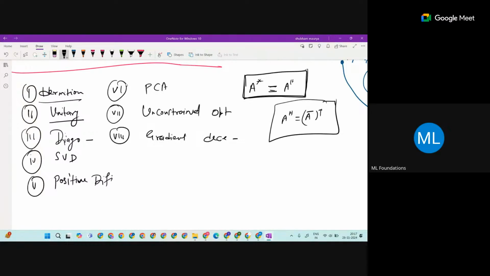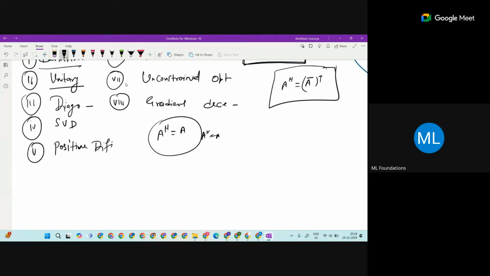We'll see it, this notation will not be any problem here. The meaning of A H is nothing but the conjugate and transpose, the same meaning. So a matrix is said to be Hermitian when A H is equal to A, or A star is equal to A, meaning the conjugate transpose is the same as the matrix. Then we say that matrix is a Hermitian matrix, and it has some properties. The main important property is that the eigenvalues are going to be real.